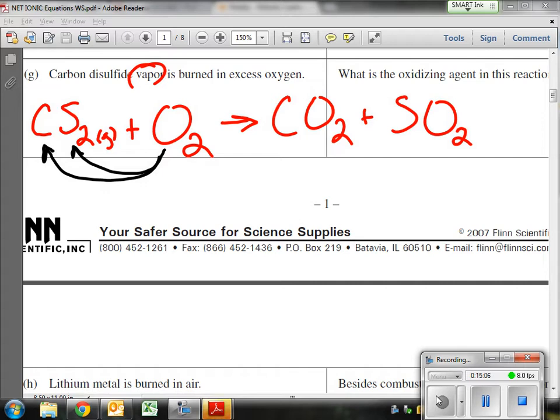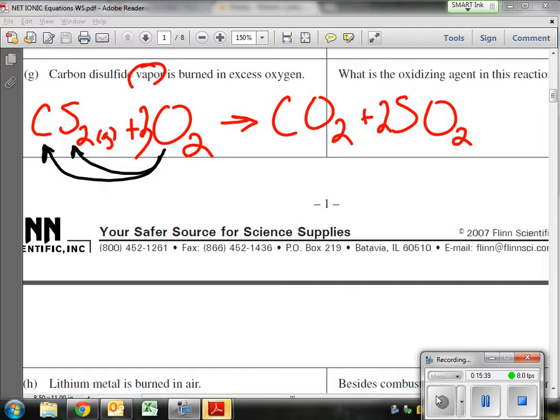So I've got one sulfur, one sulfur. Sorry, one carbon, one carbon. I've got one sulfur, I've got two sulfurs. So let's balance out the sulfurs. Put a 2 here. Two sulfurs, all right. Carbon and sulfur balanced out. Last thing to do when balancing a combustion reaction is balance the oxygens. I've got 2, I've got 4, so I've got 6 oxygens on this side. 2 times 3 is 6. So that's my balanced reaction.